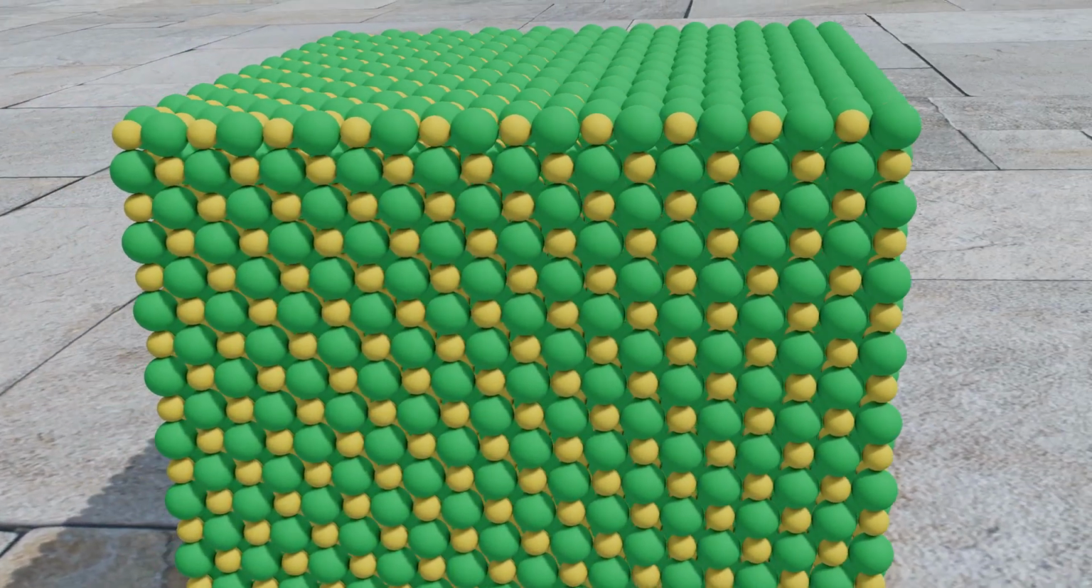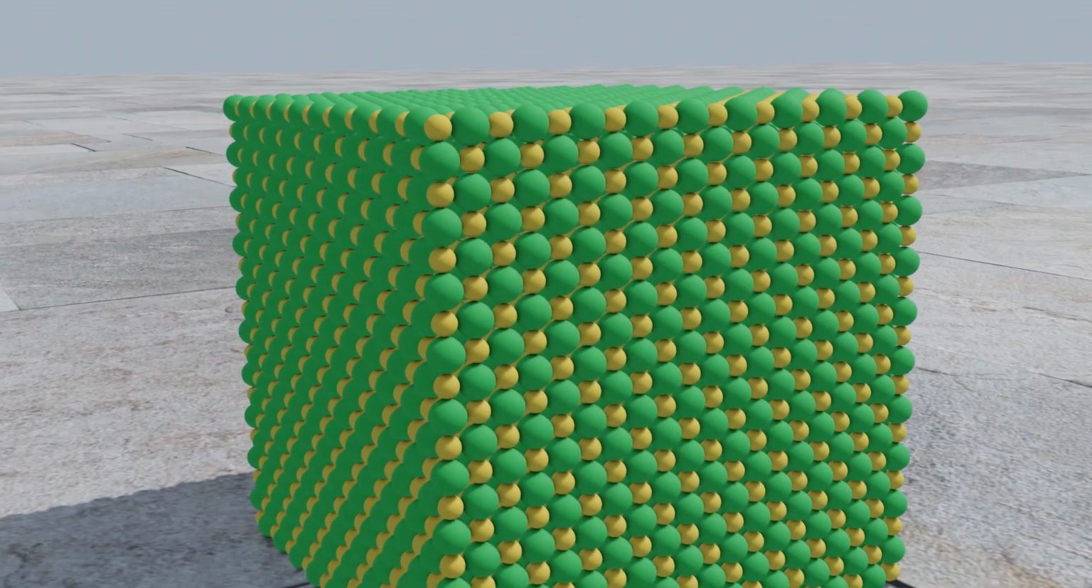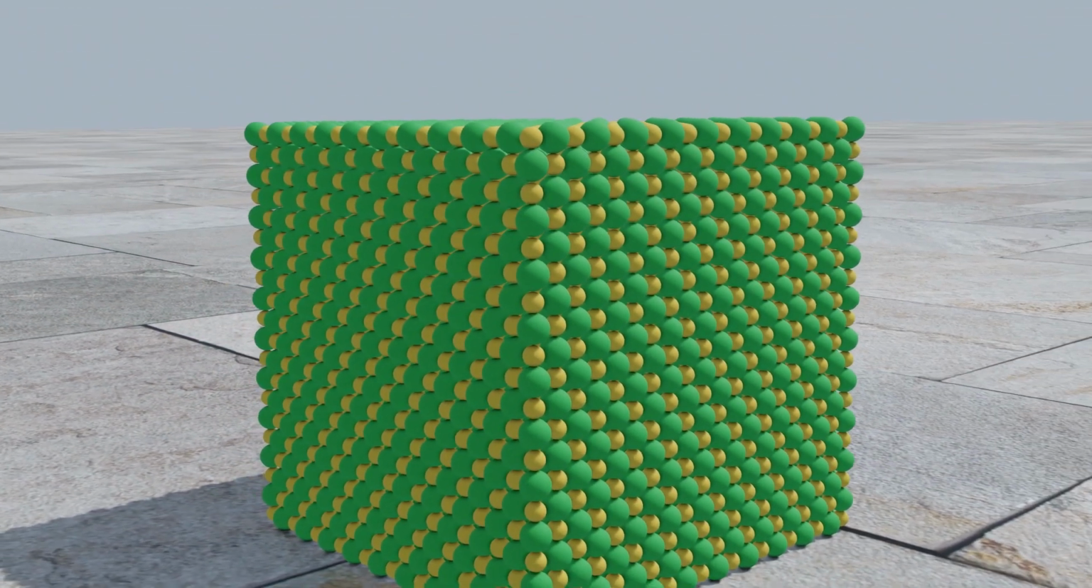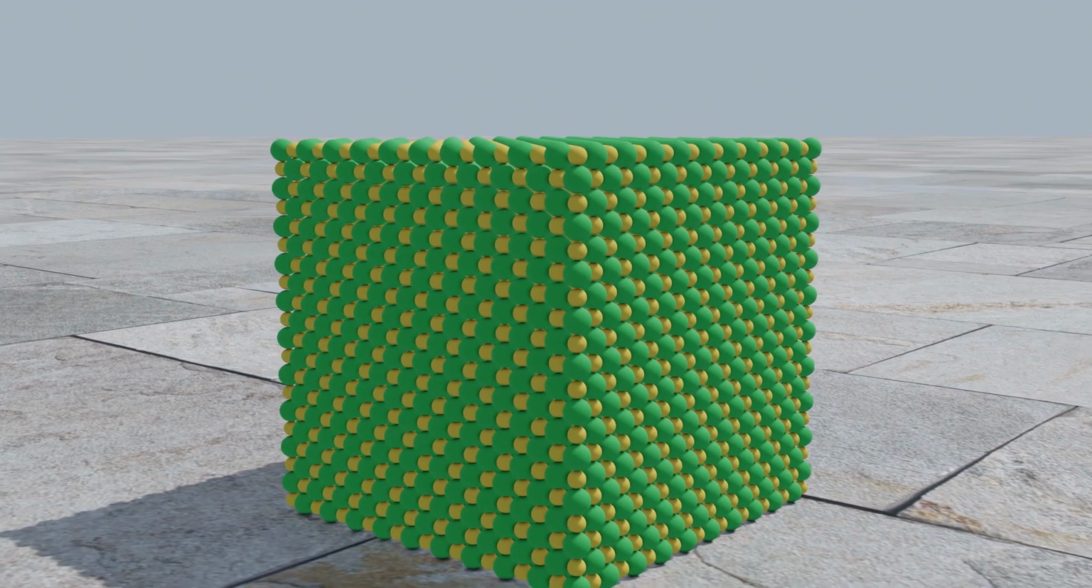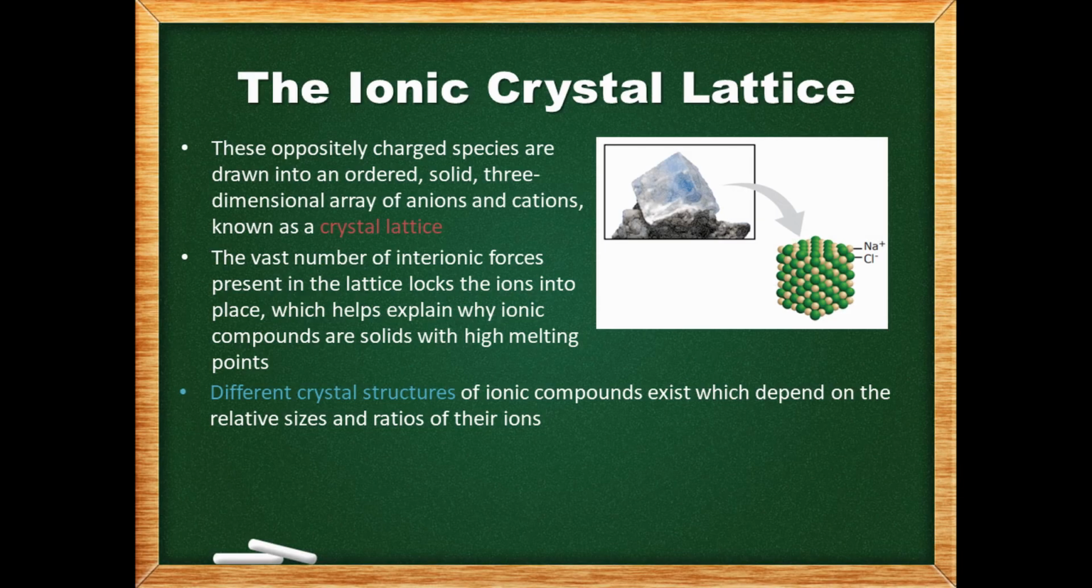The vast number of interionic forces present in the lattice locks the ions into place, which helps explain why ionic compounds are solids with high melting points. For instance, sodium chloride melts at 801 degrees Celsius. Different crystal structures of ionic compounds exist, which depend on the relative sizes and ratios of their ions. The ratios depend on the charges of the ions in the compound.